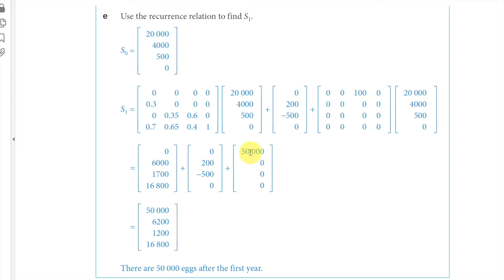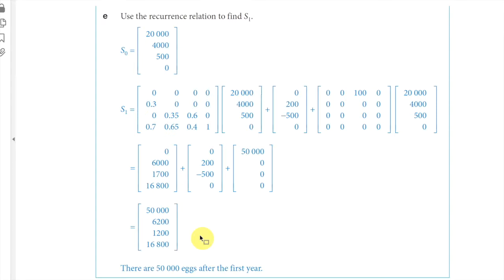This 50,000 is found in the position 1, 1. It's found by taking the first row by the first column. So 0 times 20,000 plus 0 times 4,000 plus 100 times 500 plus 0 times 0. So you can see there that the only real calculation that's going to add anything to it is the 100 times 500, which gives us that 50,000 that we're after. So it does make sense that we have our S0 being pre-multiplied by this particular matrix, because that will give us the 50,000 eggs that are thrown into the pondage.